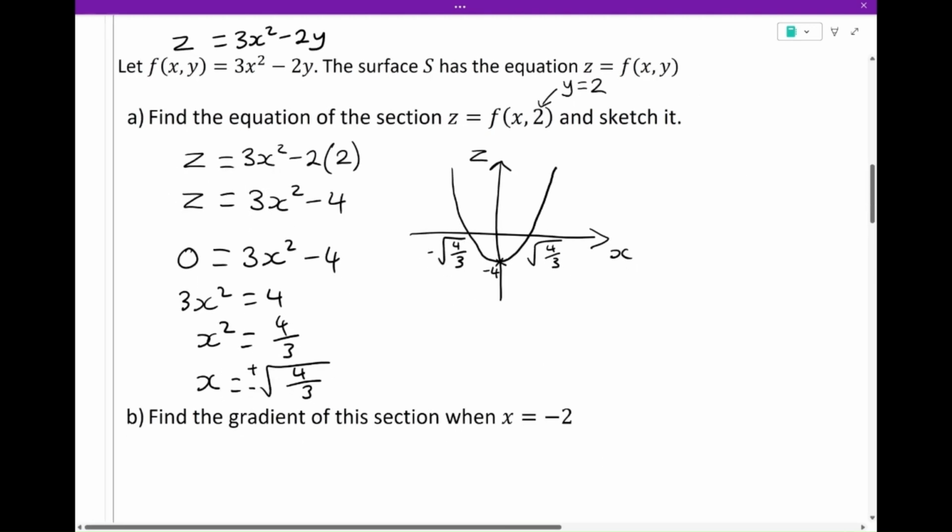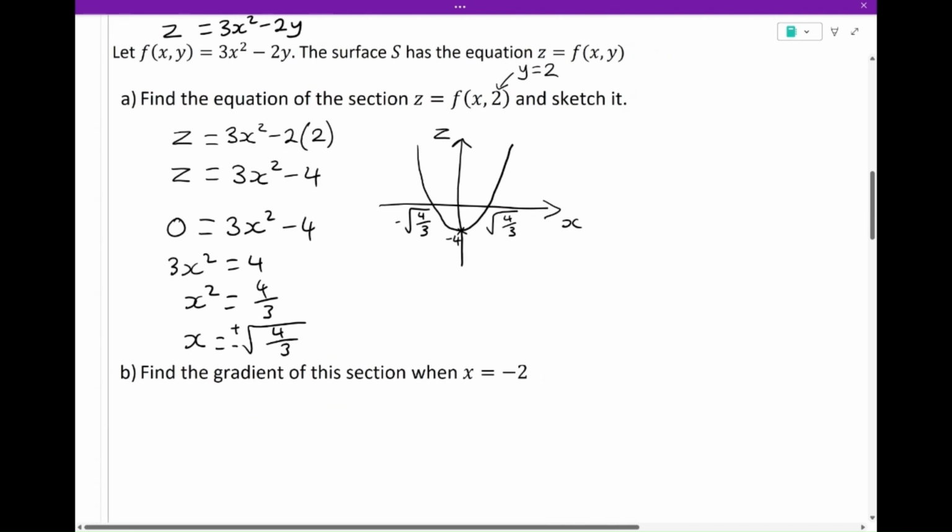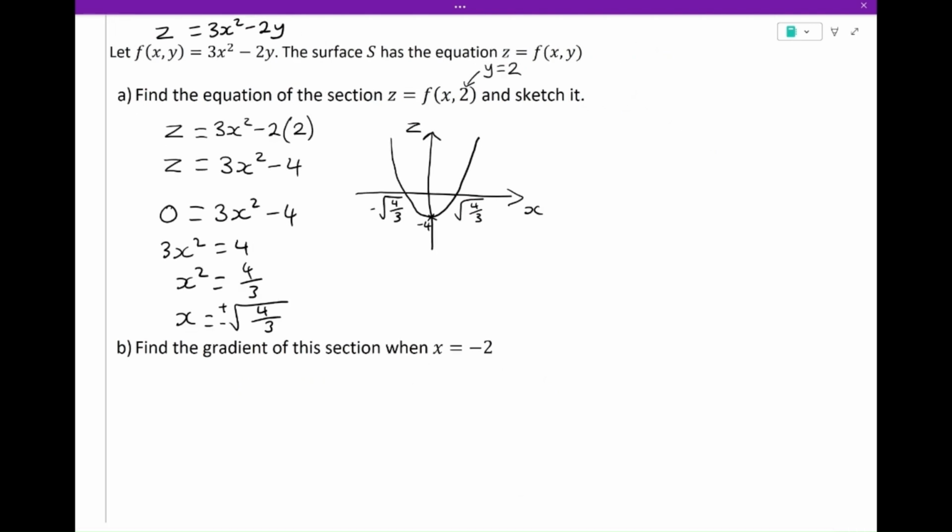Now let's have a look at part B. So it says find the gradient of this section when x equals negative 2. When it says this section, it's referring to the section we are working on in part A. So I can bring the equation of the section down. So we have z is equal to 3x squared take 4. Now what you're not going to do is just substitute negative 2 in for x. That's not going to give us the correct answer because we need the gradient when x equals negative 2.